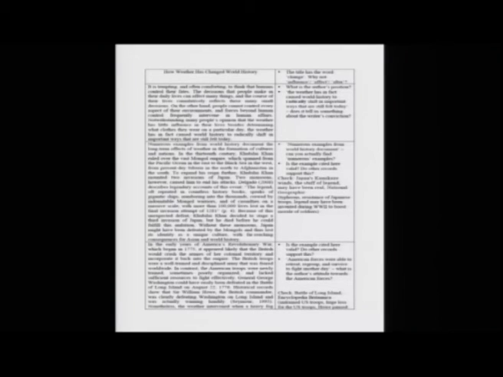Okay. The next paragraph. Numerous examples from world history document the long term effects of weather in the formation of cultures and nations. In the 13th century, Kublai Khan ruled over the vast Mongol Empire, which spanned from the Pacific Ocean in the east to the Black Sea in the west, from present-day Siberia in the north to Afghanistan in the south. To expand his reign further, Kublai Khan mounted 2 invasions of Japan. 2 monsoons, however, caused him to end his attacks.